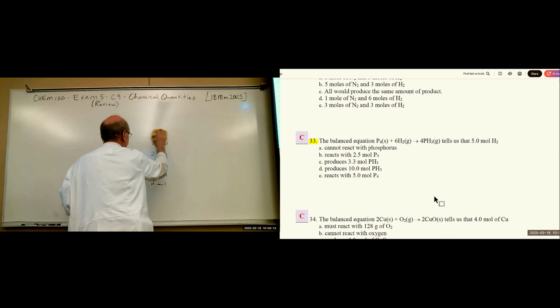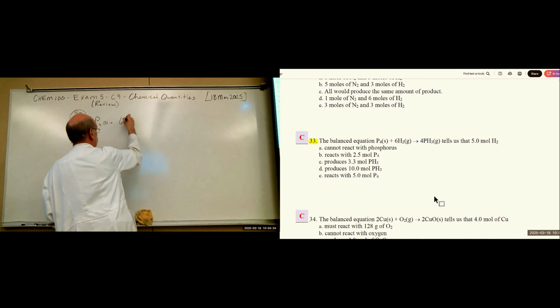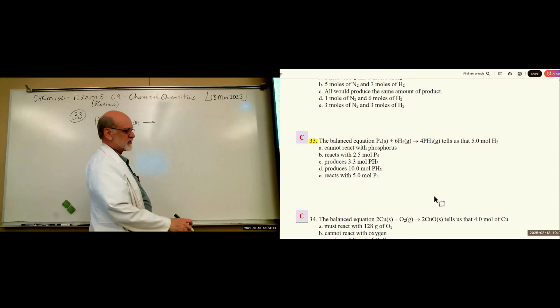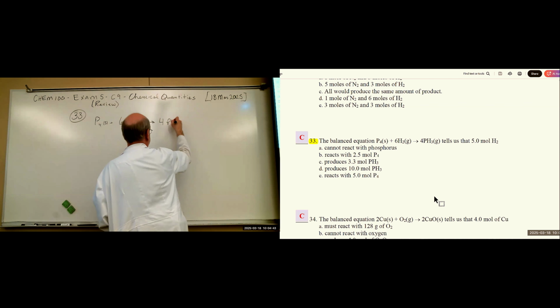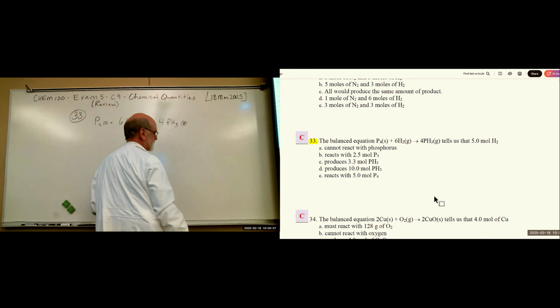All right. Number 33. This balanced equation: phosphorus, P4, plus hydrogen produces PH3. That's got to be a gas. Okay. Tells us that 5 moles of hydrogen does what? 5 moles of hydrogen.